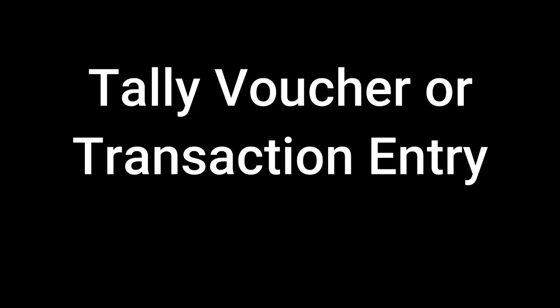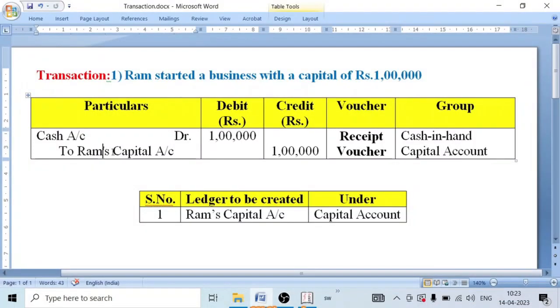In this video, we are going to see how to put a voucher entry or transaction entry in Tally. For this, we are taking an example transaction. Ram started a business with a capital of rupees 1 lakh. So basic accounts rules say that cash account is debited and Ram's capital account is credited. So we are putting this in receipt voucher.